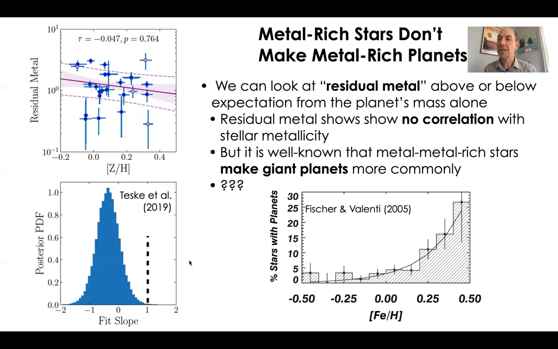So the interesting part is that although we know metal-rich stars more commonly make hot Jupiters, that's this plot on the bottom, right? As you go to higher and higher stellar metallicity, the frequency of giant planets increases, and that's certainly true for hot Jupiters. The planets themselves don't seem to be any more metal-rich when they're around metal-rich parent stars. So it points to a complex connection between parent star metallicity, the disk metallicity, and the planet metallicity. So that's work that's published in Teske et al. 2019.